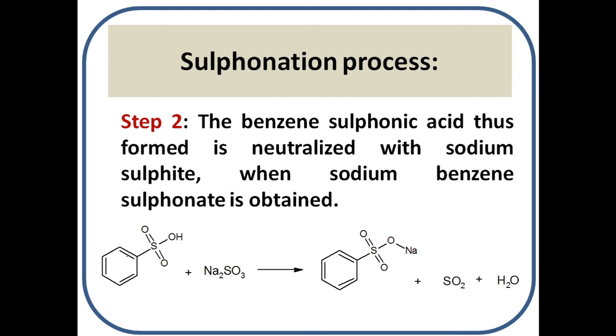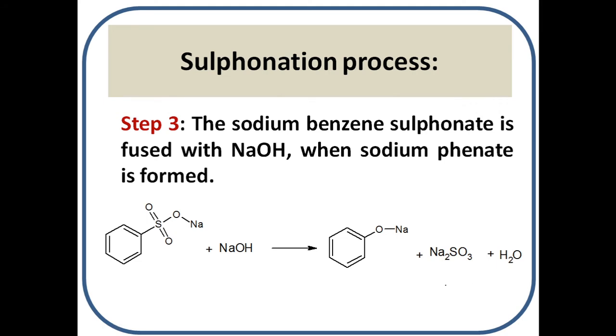This is the detailed structure of benzene sulfonic acid. This benzene sulfonic acid, when treated with sodium sulfite, the sodium salt of benzene sulfonic acid, namely sodium benzene sulfonate, is formed along with sulfur dioxide gas and water. In the third step, the sodium benzene sulfonate is fused with sodium hydroxide. This reaction we have already seen, when sodium phenate is formed. Along with this sodium phenate, we are getting sodium sulfite and water.